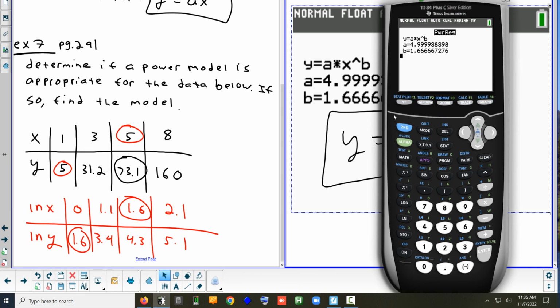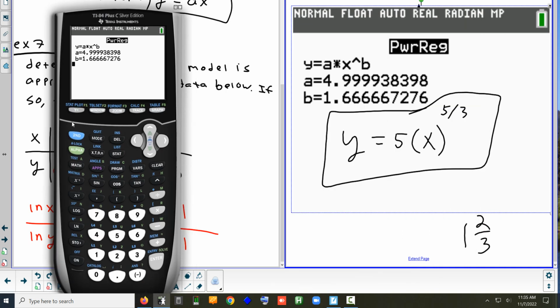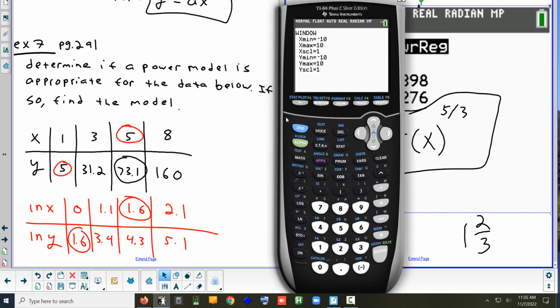Well, let's see. I already have the data typed in. What was my smallest x value? 1. So let's do 0. How about my biggest x value? 8. So I think 10 is okay. How about my smallest y value? 5. So let's do 0. Biggest y value? 160. All right, let's do 170.